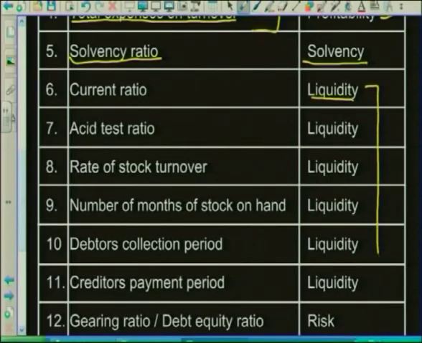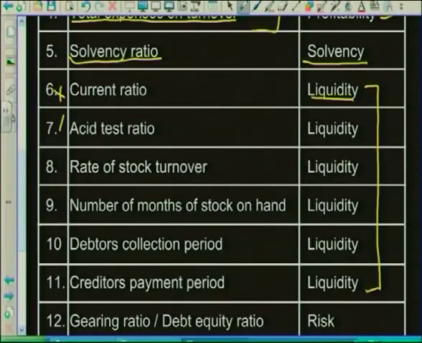Then we've got something that's very often tested in your exam, the category of liquidity. Now, under liquidity, you're going to find that we've got six liquidity ratios, and all of these ratios, grade 12s, are absolutely important. We've got under liquidity your current ratio, your acid test ratio, rate of stock turnover, number of months of stock on hand, your debtors collection period, in other words, how long your debtors are taking to pay their accounts, and then the last one under liquidity, your creditors payment period, how long you, as the business, are taking to pay your creditors.